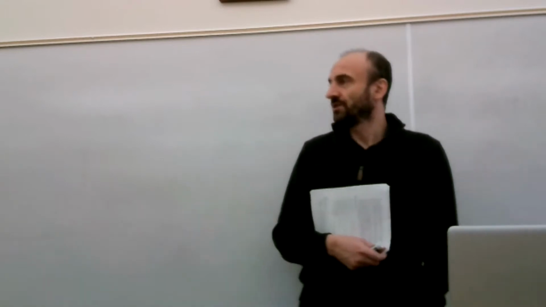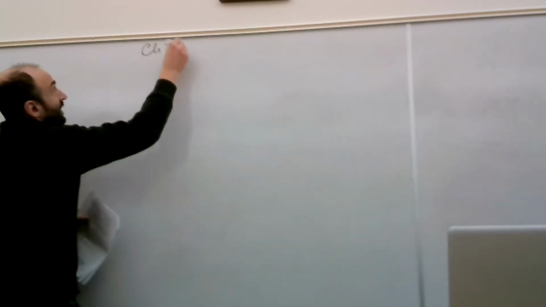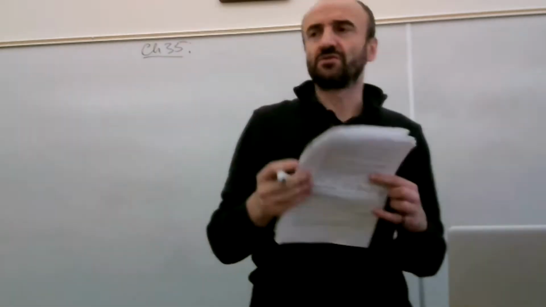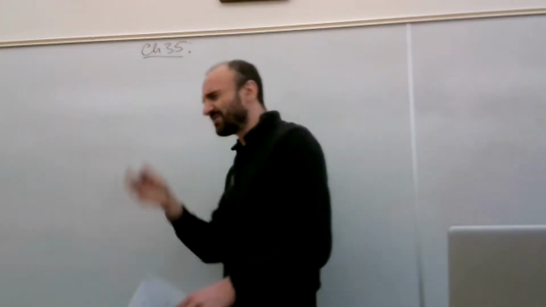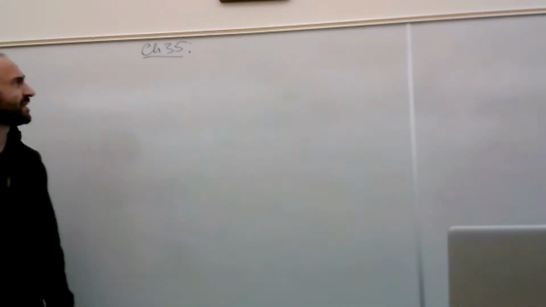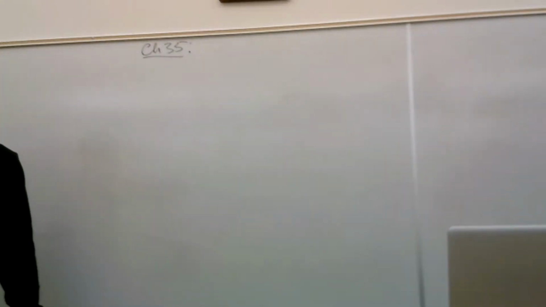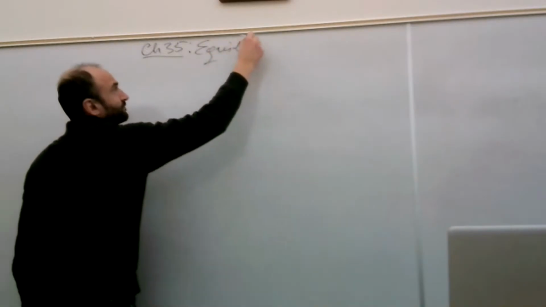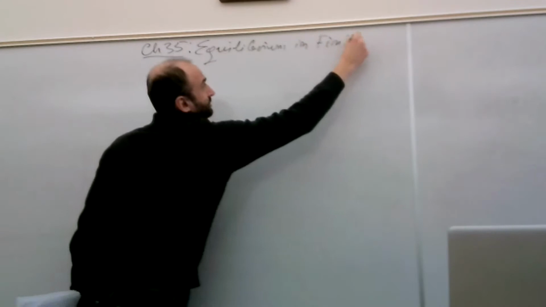And that's that. So today we move to chapter 35 in the book, which I kind of mislabeled in these lecture notes. I wrote equilibrium interest rates. That's a mistake. It's actually the equilibrium in financial markets. The concept of market equilibrium in financial markets.